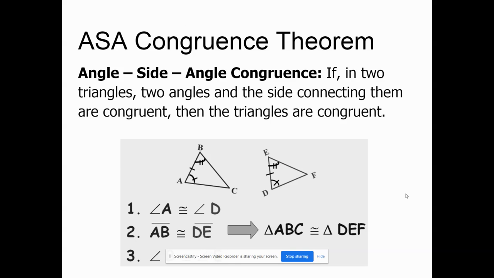The next option we have for proving triangles congruent is angle side angle. This means that the side is now the included piece in between those 2 angles. So you'll see single tick mark angle, side, double tick mark angle. Same thing over here.